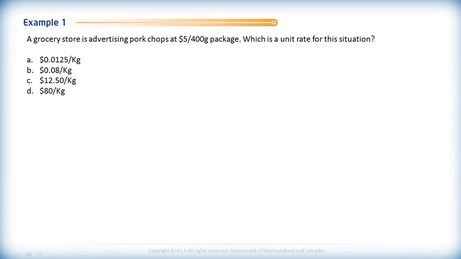Example 1, a grocery store is advertising pork chops at $5 per 400-gram package. Which is a unit rate for this situation? Okay, so we've got a whole bunch of rates that are quoted here. They're all the same units, but they're all different numbers. So one of them is correct and the rest aren't, and they're all given as dollars per kilogram, and we have here dollars per gram, and it's not a unit rate because it's per 400 grams. So in one unit analysis calculation, we should be able to fix all that up here.